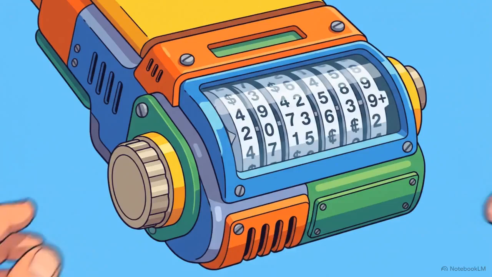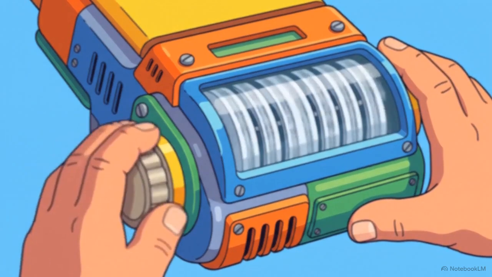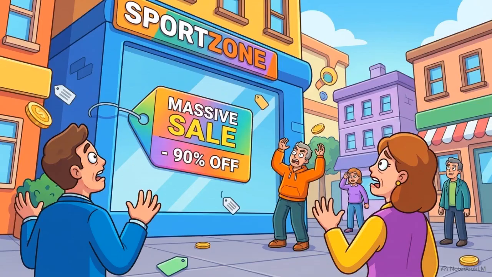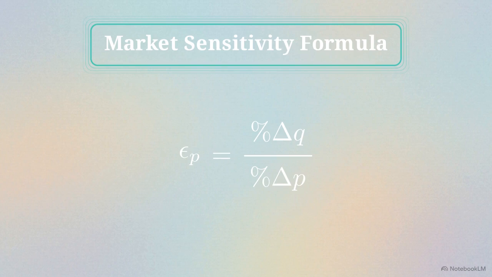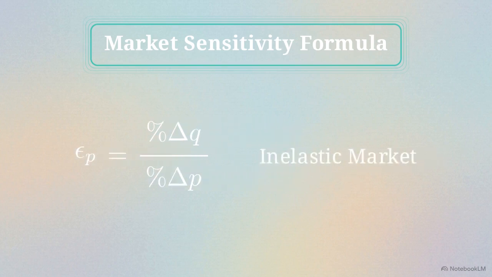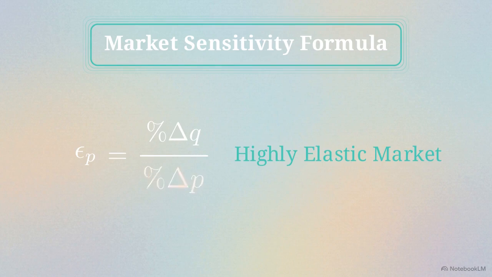Suppose the seller recognizes the massive consumer surplus sitting out there and raises the price to capture it. We then have to measure exactly how the town will react. We measure that reaction using the price elasticity of demand. This formula divides the percentage change in quantity by the percentage change in price to determine the market sensitivity. In an inelastic market, buyers barely flinch when prices rise. But in a highly elastic market, a tiny price increase causes demand to plummet.